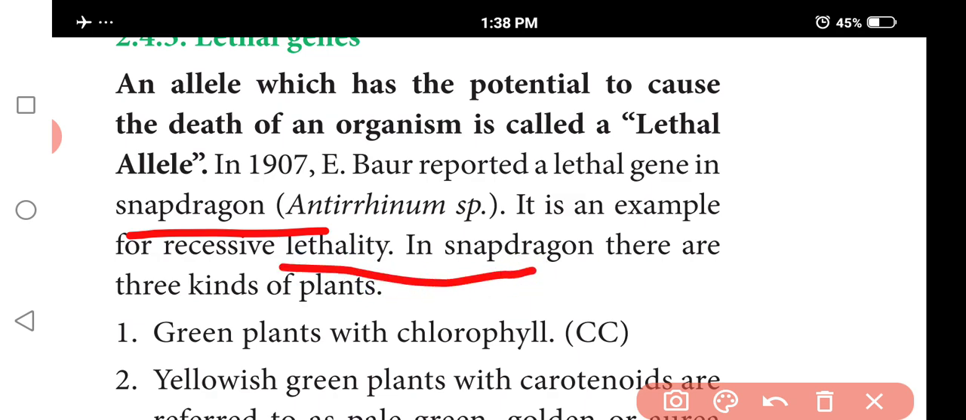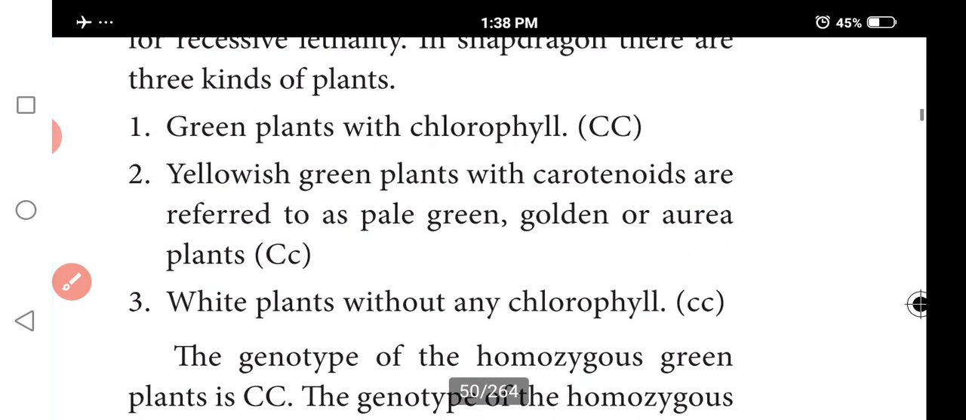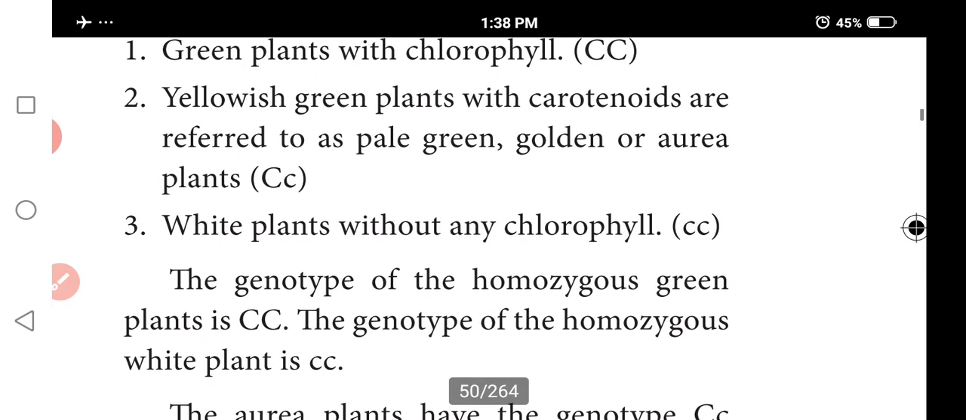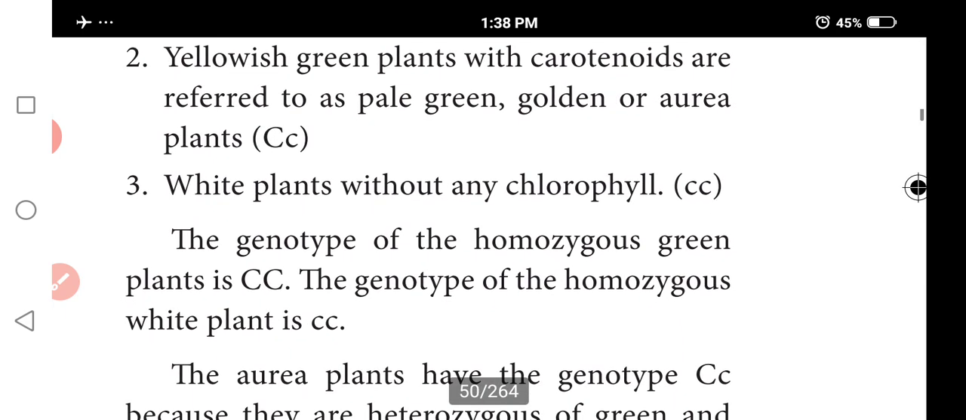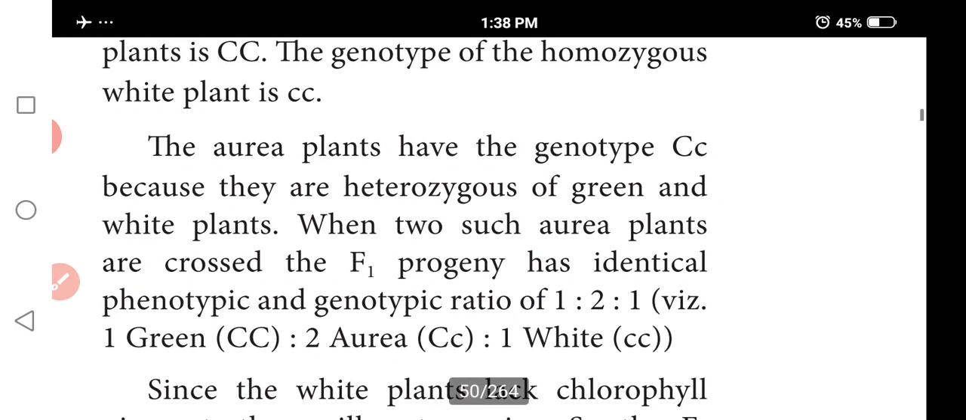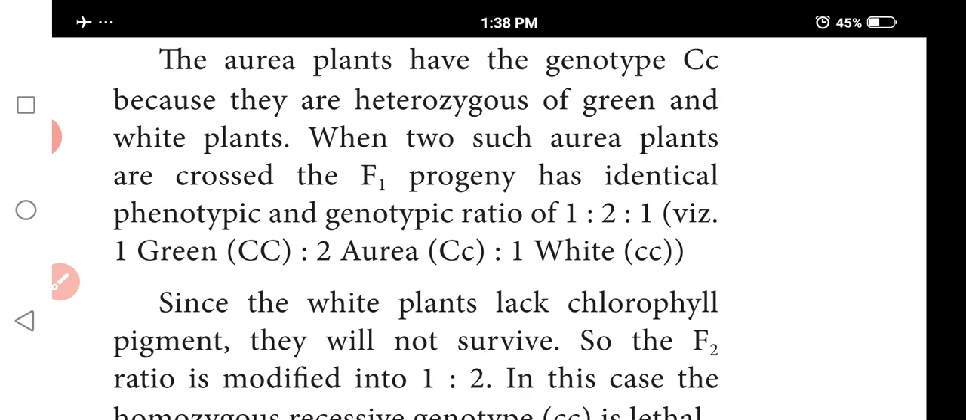For example, recessive lethality is a very important one. Green plants have chlorophyll. Plants with carotenoids are referred to as pale green, golden or aurea. White plants are without any chlorophyll. The genotype of homozygous green plants is capital C capital C, and of homozygous white plants is small c small c. Aurea plants have the genotype capital C small c, because they are heterozygous.